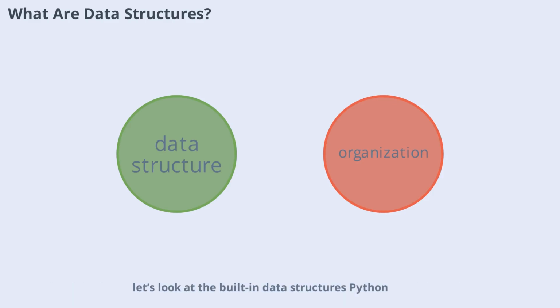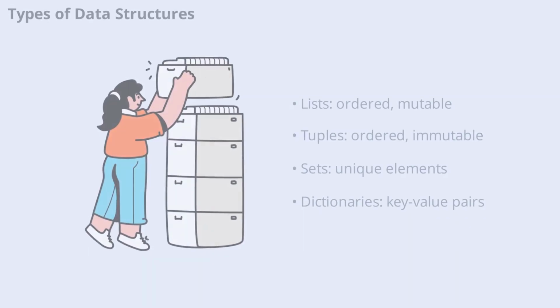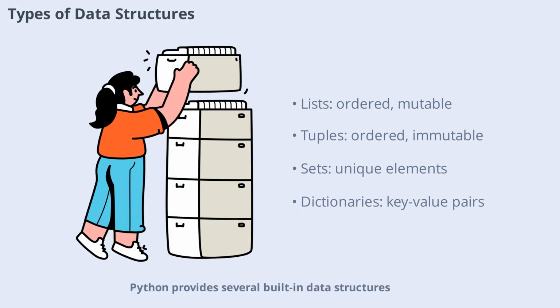Now let's look at the built-in data structures Python offers and how they're used in everyday programming. Python provides several built-in data structures, each with its own strengths and use cases. The most common ones include lists, tuples, sets, and dictionaries. Lists are ordered and mutable, making them perfect for storing sequences of items. Tuples are similar but immutable, which means their contents can't be changed. Sets are collections of unique elements, while dictionaries store data as key-value pairs. Understanding when and how to use each type is crucial for writing efficient Python code.